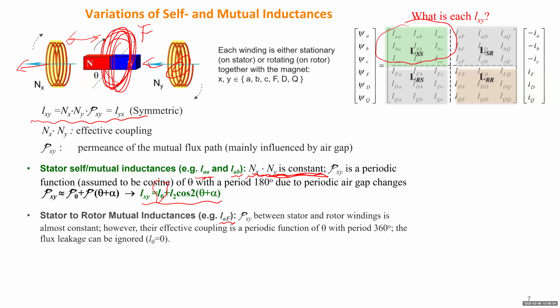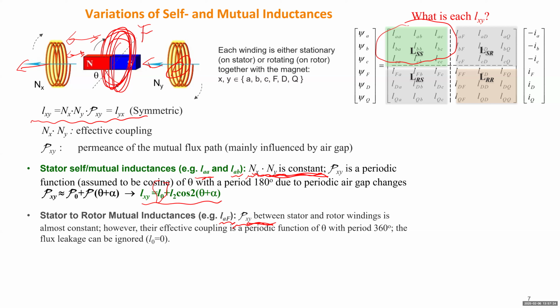So now the air gap that influences the permeance will be the air gap between the rotor and the stator winding. That one can be constant. So for this case, the permeance will be almost constant if the generator is well designed. But the coupling between the two windings will change as a periodic function of theta with a period of 360 degrees.